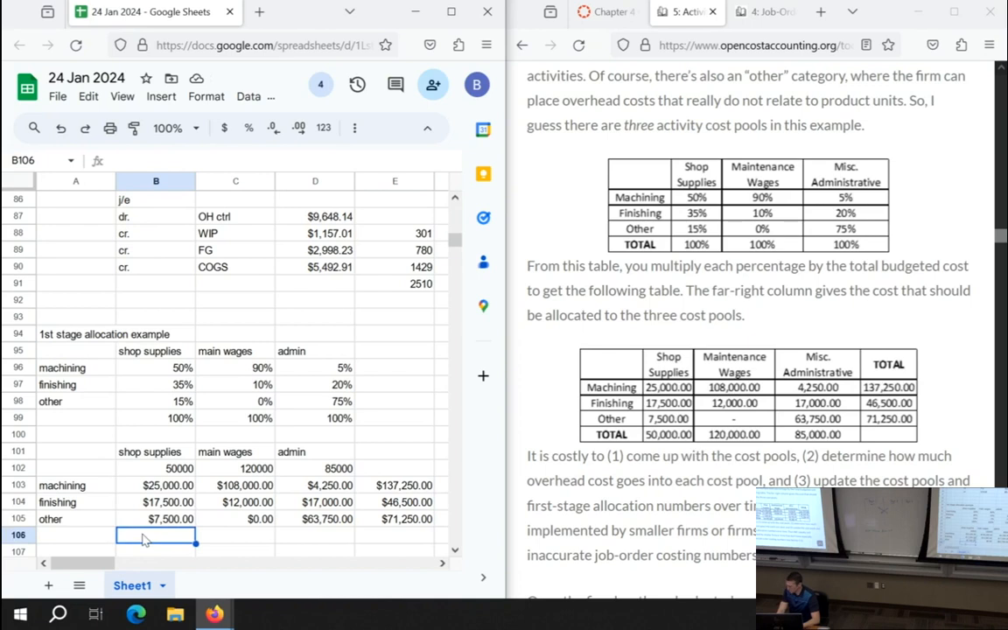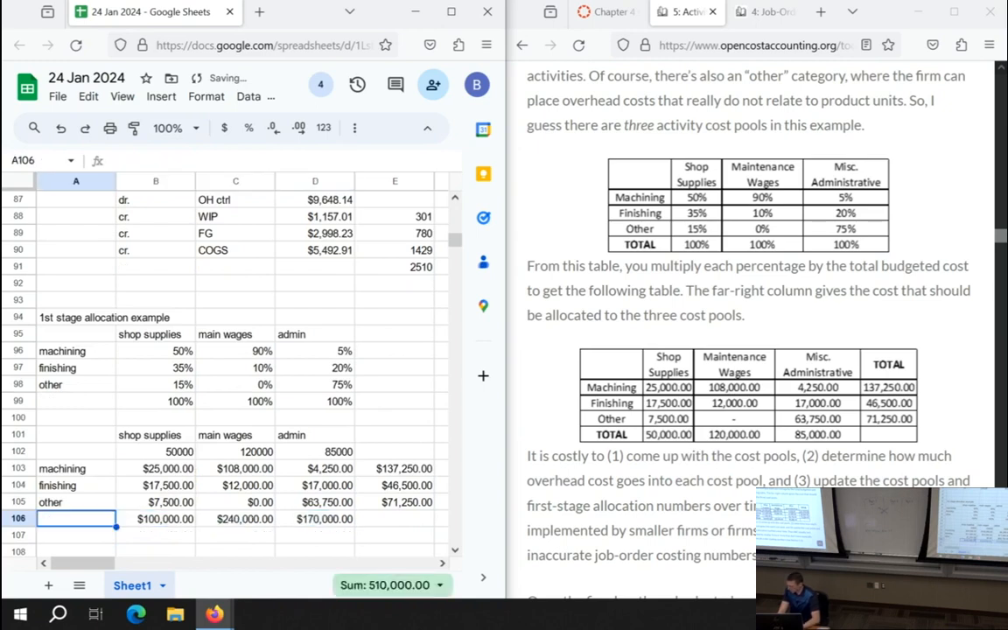Oh, I did have it. Ah, this is it. That's why it was off. Except I put this in right here, and we could hide that if we wanted, so I could multiply it. But we take this 50,000, we multiply it by 50% of it goes to machining, 35% of it goes to finishing, 15% goes to other, and so on and so forth. And we end up with these numbers right here. These are our activity cost pools.